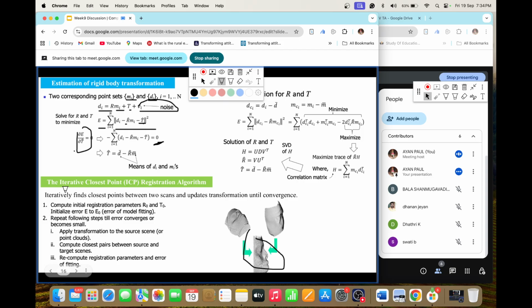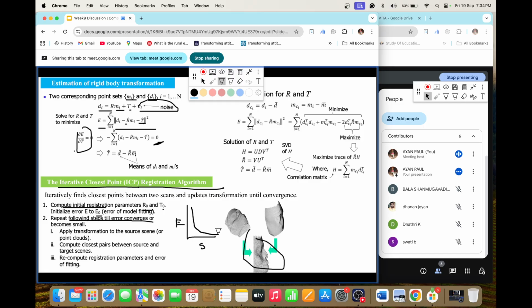One of the algorithms is the iterative closest point, or ICP, registration algorithm. It computes the initial registration parameters R naught and t naught, then initializes the error E to E naught, and then it repeats the following steps until the error converges or becomes small. Converges means there is no further decrease of error, that is convergence. With steps on one axis and the error E on the other, convergence looks like this. That means your error might not get to 0, but it will converge.